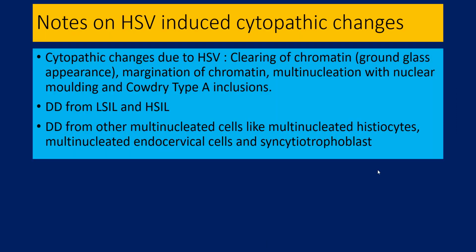So notes on herpes simplex virus-induced cytopathic changes. I've already mentioned clearing of chromatin with ground glass appearance, margination of chromatin, multinucleation with nuclear molding and Cowdry type A inclusion. The differential diagnosis includes low-grade cell and high-grade cell for the uninitiated. The DD from other multinucleated cells like multinucleated histiocytes, endocervical cells, and syncytial trophoblast you should be aware of.